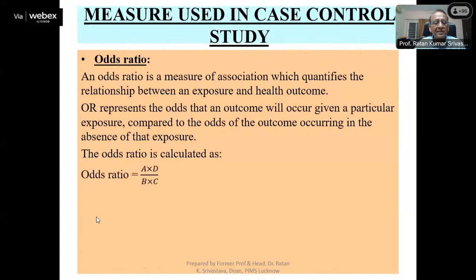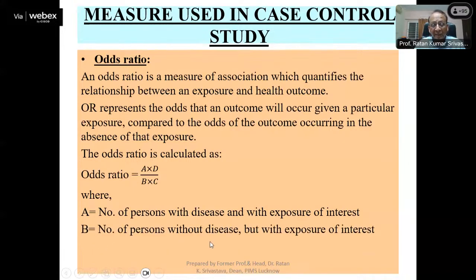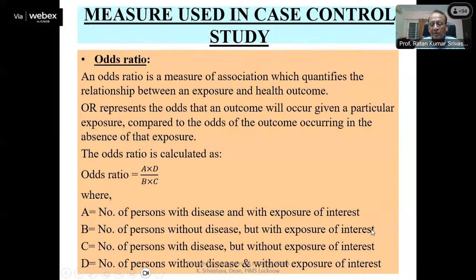Odds ratio is calculated as A into D, B into C. I will explain where A is the number of persons with disease with the exposure of interest, and B is the number of persons without disease but with the exposure of interest. So A and B are divided by exposure of interest, with disease and without disease. C is the number of persons with disease but without exposure of interest, and D is the number of persons without disease and without exposure of interest.